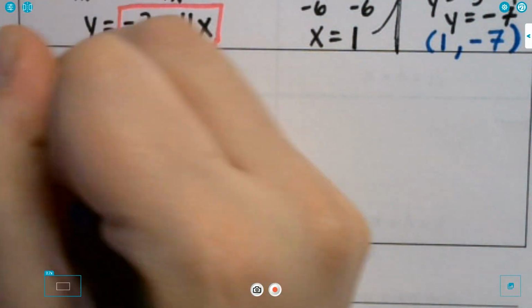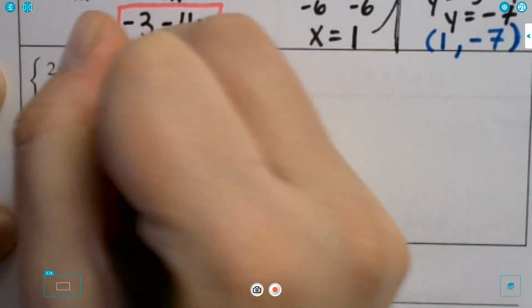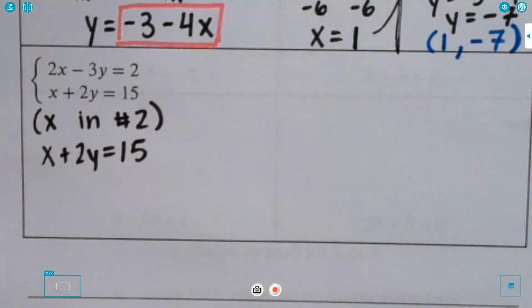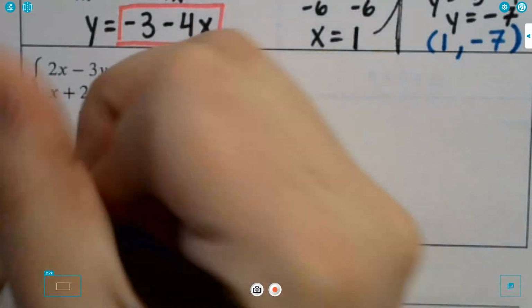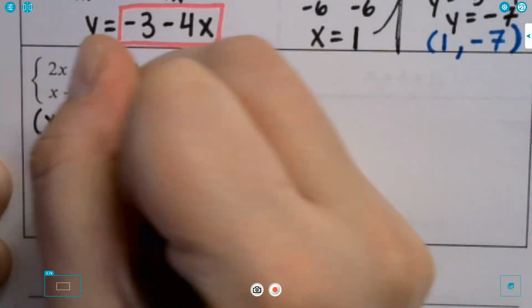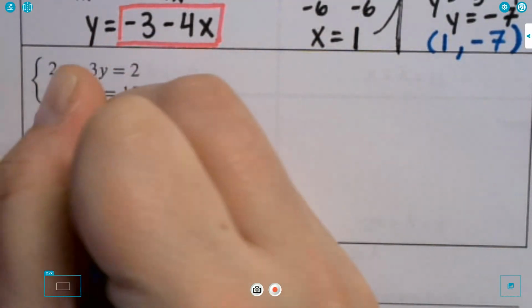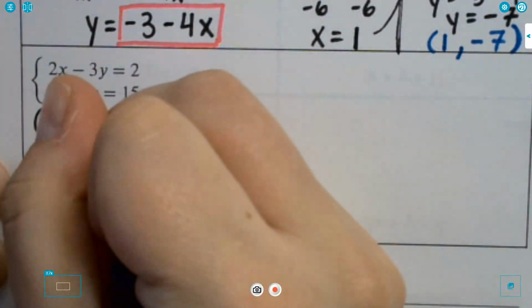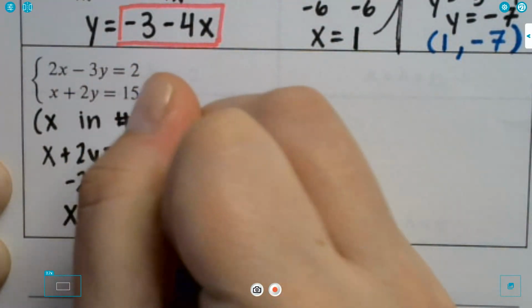Okay, so we're going to take that second equation. X plus 2y equals 15. How do I get my x by itself? Subtract 2y. Yep, awesome. And x equals 15 minus 2y. It is not 13y.